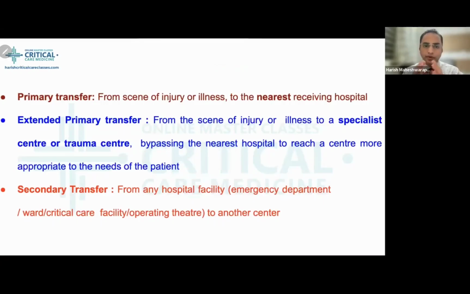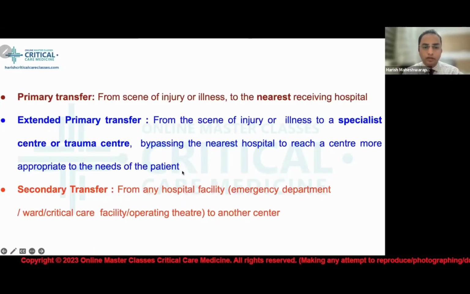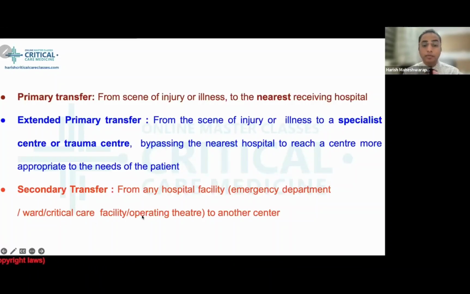Primary transfer is from the scene of injury or illness to the nearest receiving hospital. Extended primary transfer is from the scene of injury or illness to a specialist center or trauma center, bypassing the nearest hospital to reach a center more appropriate to the needs of that particular patient. Secondary transfer is from any hospital facility to another center. It may be from the emergency department, ward, ICU facility, or OT of a particular hospital to another hospital. That we call a secondary transfer.